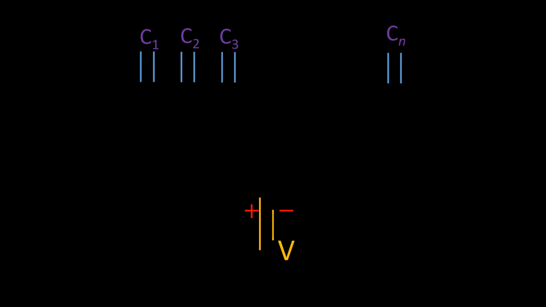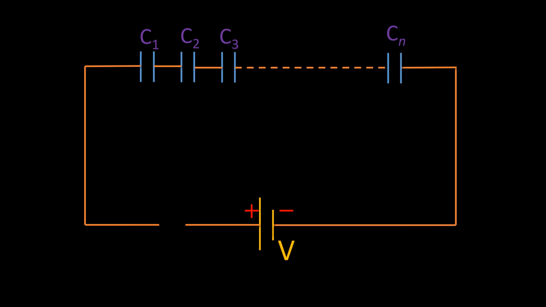Let us consider n capacitors, say C1, C2, C3 up to Cn, and we have a battery of potential V, and we connect these capacitors in this manner, which is considered a series combination. Look at the connection here. Not all the capacitors are connected with the battery directly. Only the first and last are connected with the battery, and the intermediate capacitors are not directly connected with the battery. So this is called a series combination of capacitors.